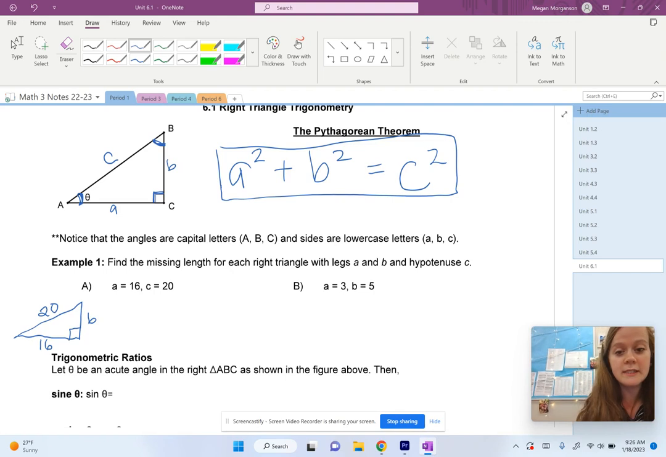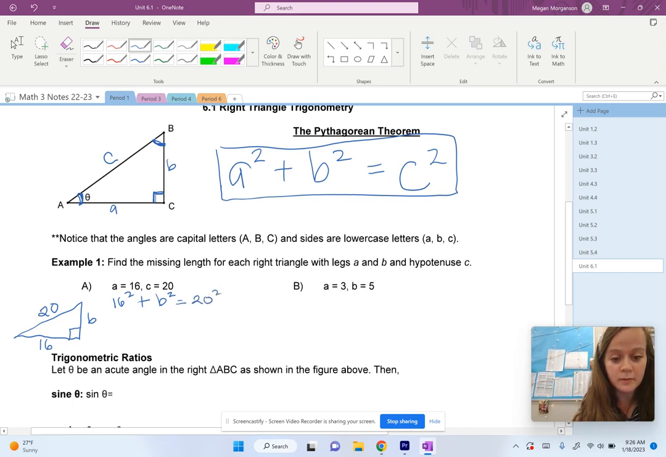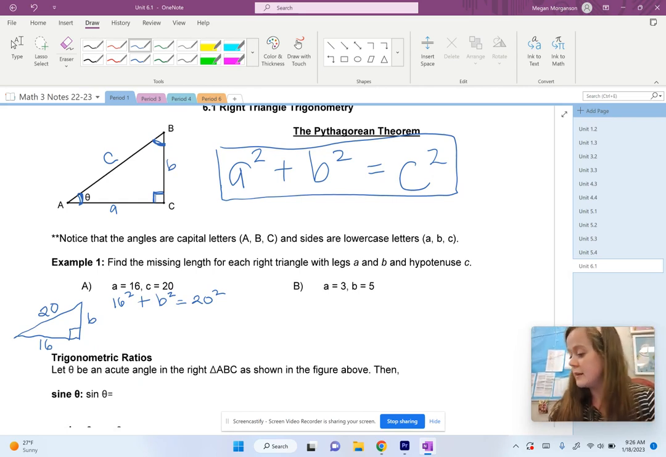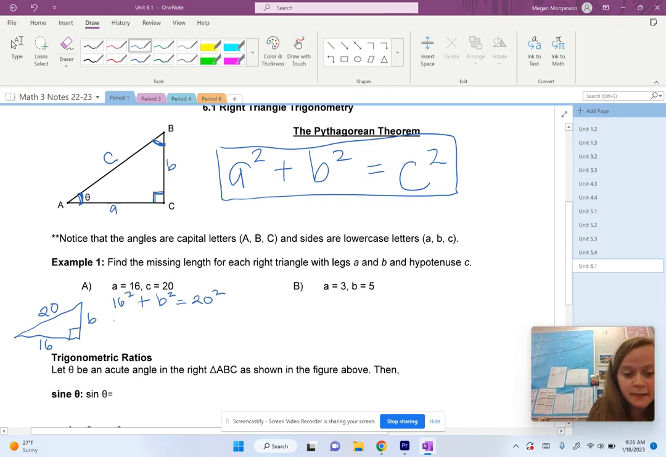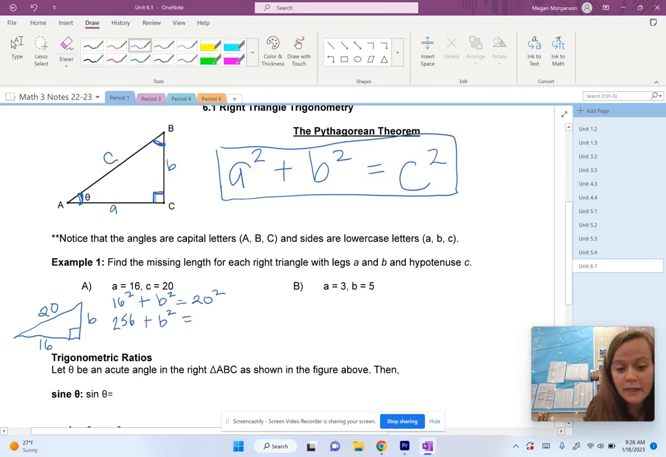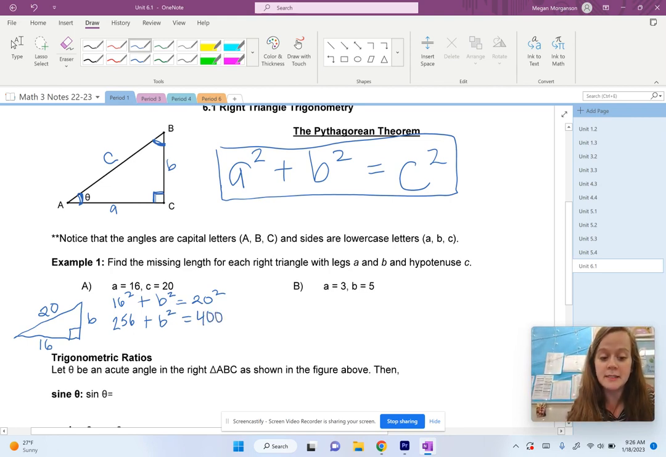So I am going to plug in what I know into this Pythagorean theorem. A is 16, so a squared, 16 squared, plus b squared, which I don't know what it is, equals c squared. And c is 20, so 20 squared. From here, all you really have to do is solve for b. 16 squared is, let me do it in my calculator, 256. b squared, again, we don't know what that is. 20 squared is 400.